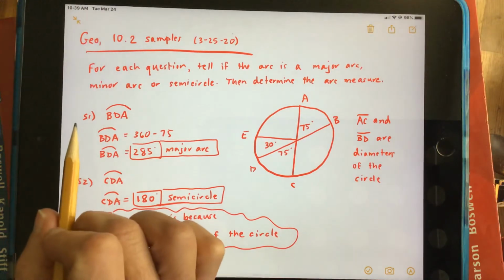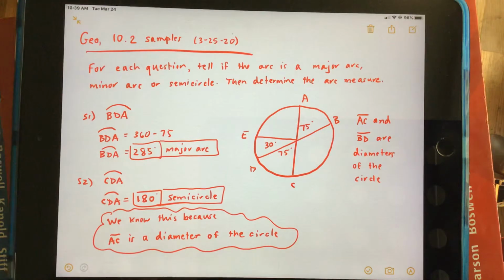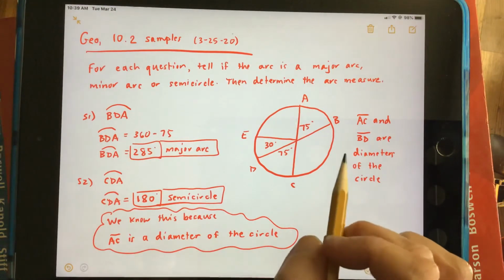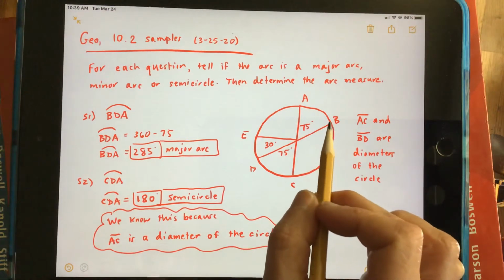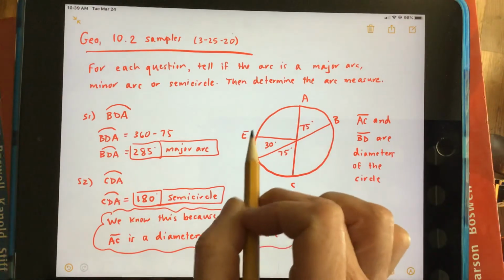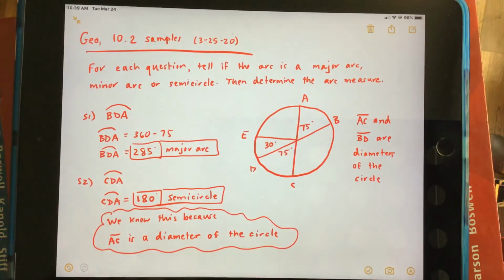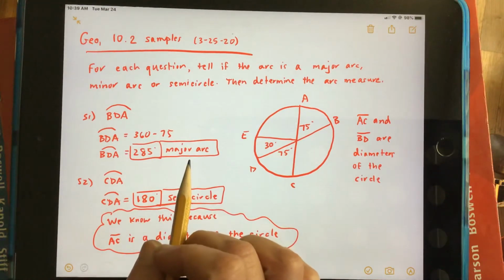First question, sample one. We are to find the measurement of the arc BDA. So we go the long way, B through D to A. So that's a good portion of the circle. It will be a major arc because it is more than 180 degrees.